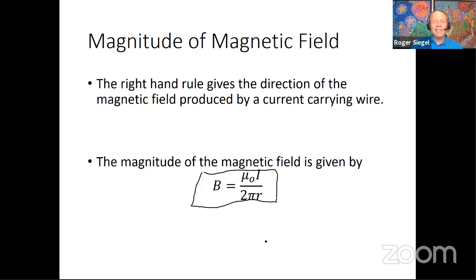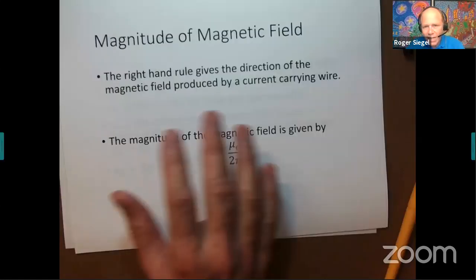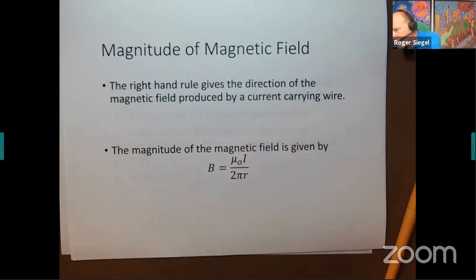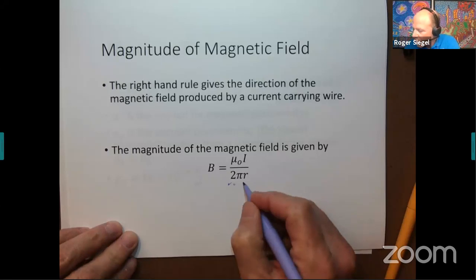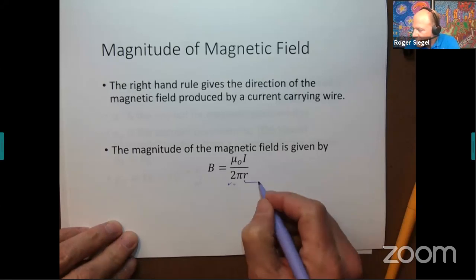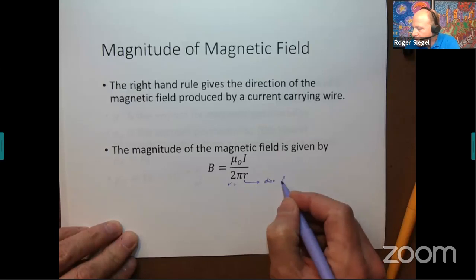But I did want to talk about this for a minute. Let's make sure you understand everything that we have here. I'll bet that everybody knows what, of course, 2 pi is easy. R is the radius or the distance from the center of the wire.